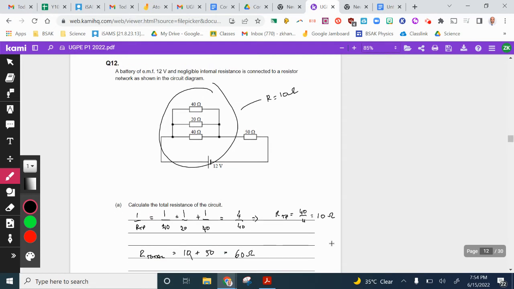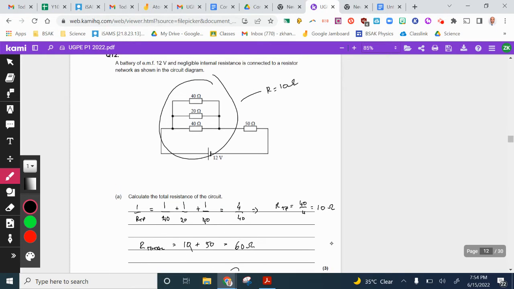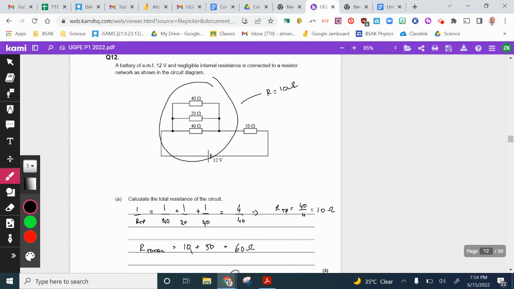Okay, question 12. We have a battery with an EMF of 12 volts and negligible internal resistance connected to a resistor network as shown in the diagram. And what we want to do for part A is calculate the total resistance. So we've got a parallel section over here in series with 50 ohms.